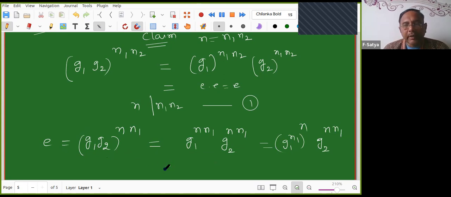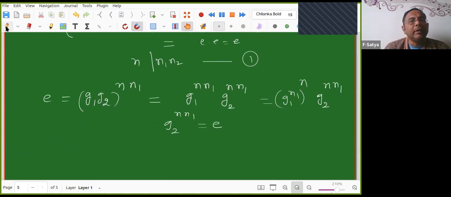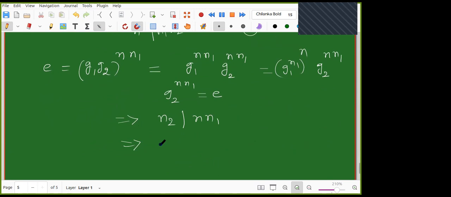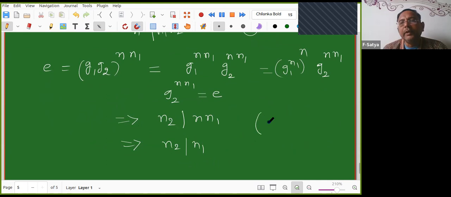So what am I getting? G2 power N N1 is equal to identity. So from that, what do we conclude? This implies N2 divides N N1, correct? See, all of them are number theory only. N2 divides N N1. Now this implies what? N2 divides N. Yes, N2 divides N because of Euclid's lemma, right?